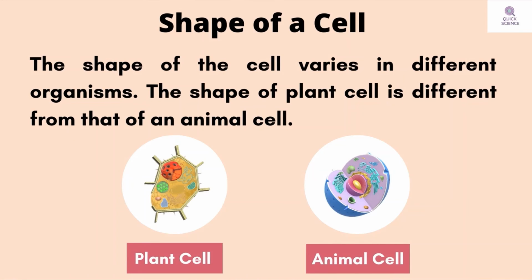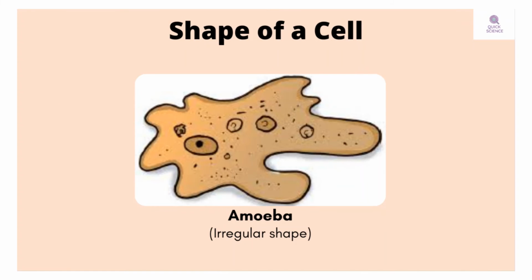Shape of the cell varies in different organisms. The shape of a plant cell is different from that of an animal cell. Talking about shape of a cell, the unicellular organism amoeba has no definite shape. It keeps changing its shape. So the shape of amoeba is irregular. Do you know why amoeba changes its shape? It changes its shape to move and eat its prey.